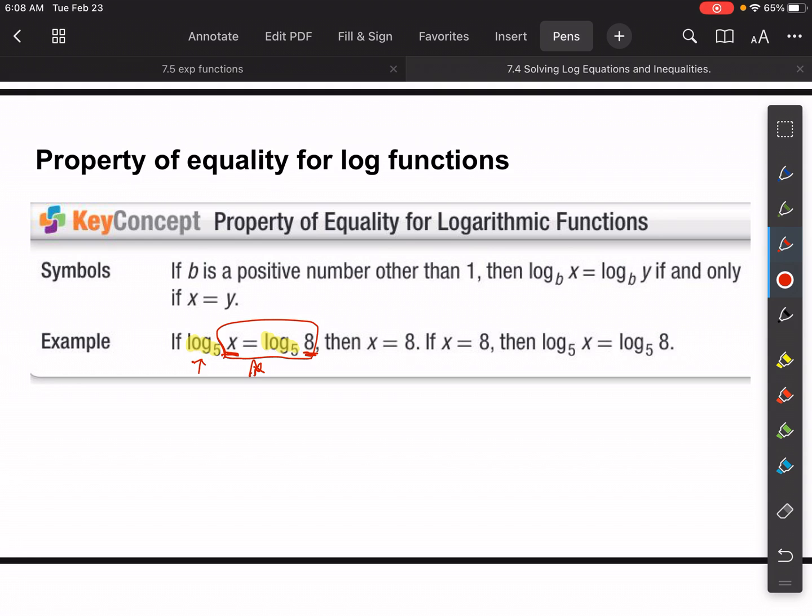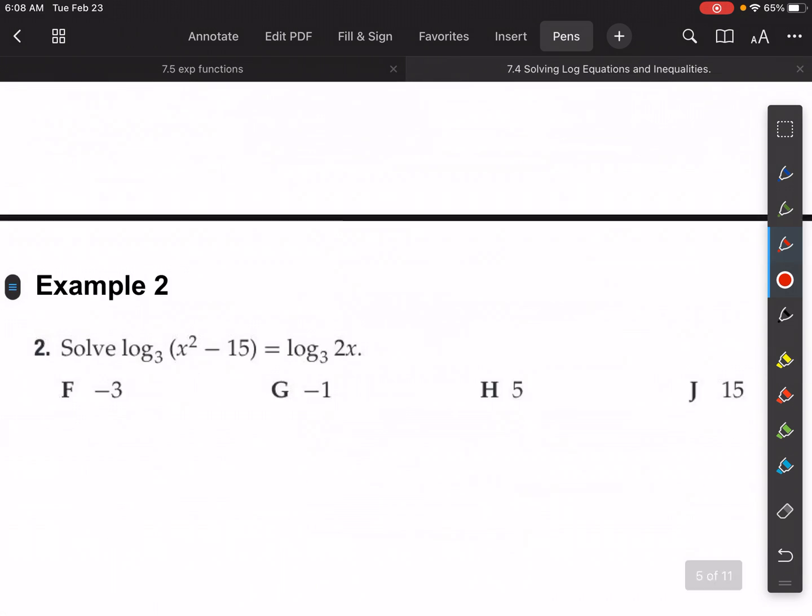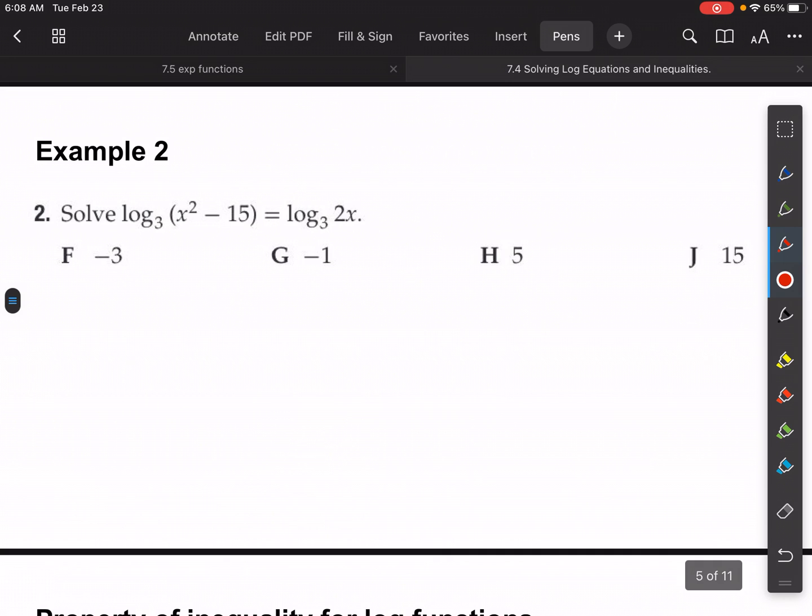However you want to do it, I would just probably put the example in there, but you could also use this example. Anyway, example 2, here we go. Let's solve one of these. This is a little more complex than that example.